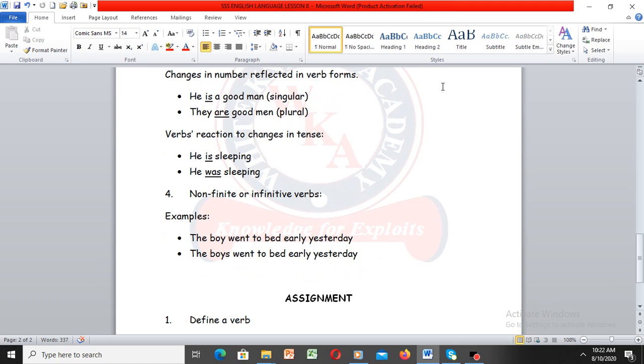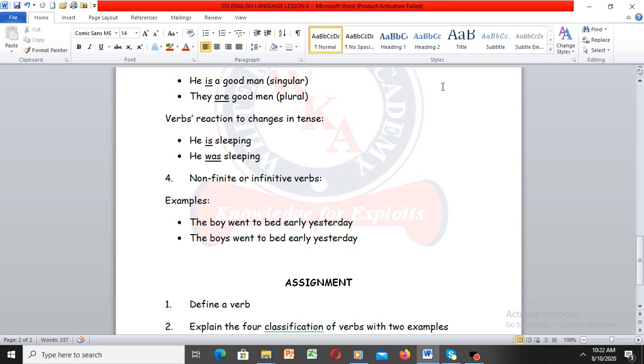Non-finite or infinitive verbs. Non-finite or infinitive verbs do not change when there are changes in the elements of person, tense, or number. The examples below make the principle very clear. Let's look at it now. Number 1 example, the boy went to bed early yesterday. The boys went to bed early yesterday. Is that clear?